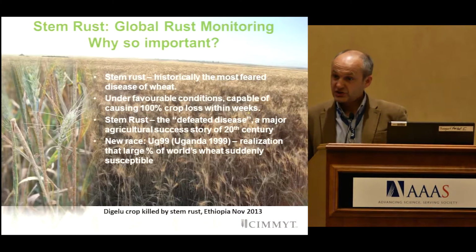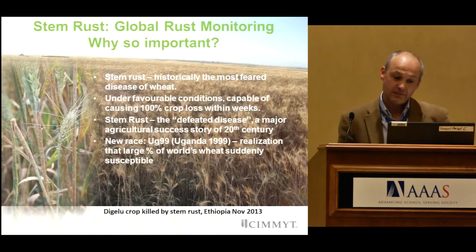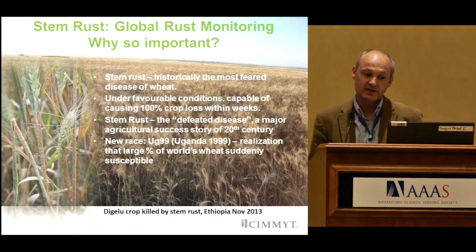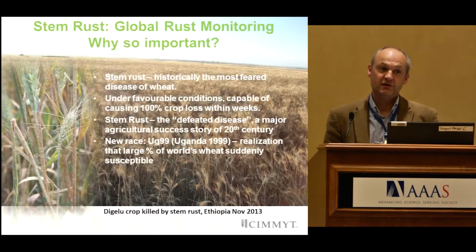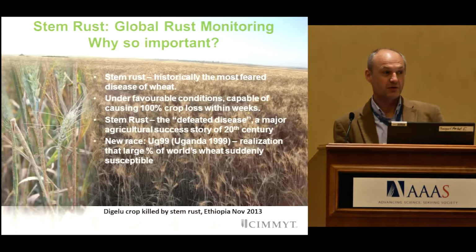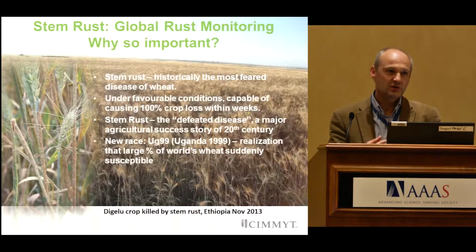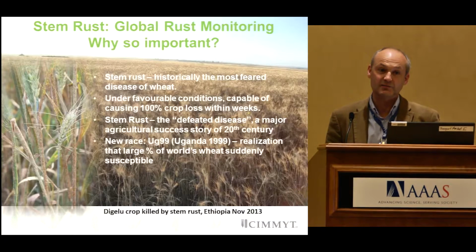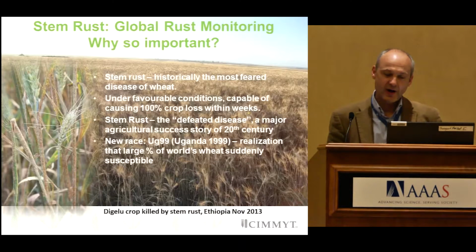That all changed with the detection of Ug99 in East Africa in the late 1990s. This was a really unique race of stem rust. It possessed a package of virulence that we just hadn't seen before. As a result of this, we were suddenly looking at a huge proportion of the world's wheat being susceptible to this killer disease. So this really put stem rust back on the map.